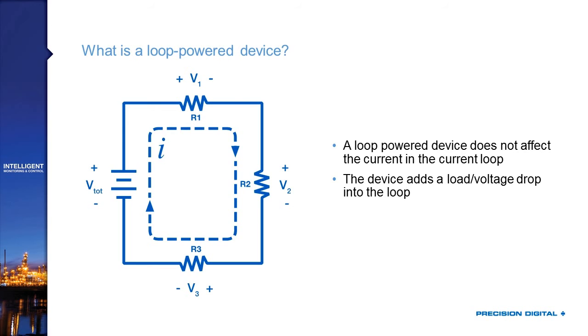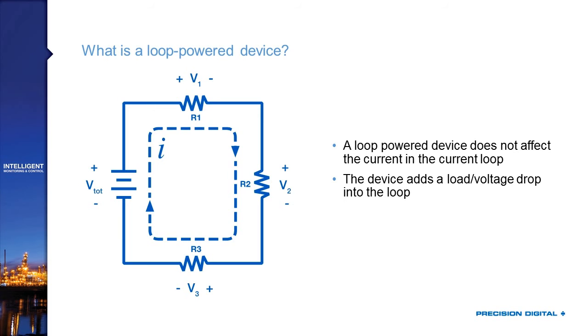A loop powered device is always referring to the 4 to 20 milliamp current loop. That's what the loop is in the loop powered device. And what we've got here is just a really basic circuit diagram to explain how these devices work. So when you're talking about voltage and current, the thing you have to keep in mind is that your current is the same everywhere in a closed current loop.